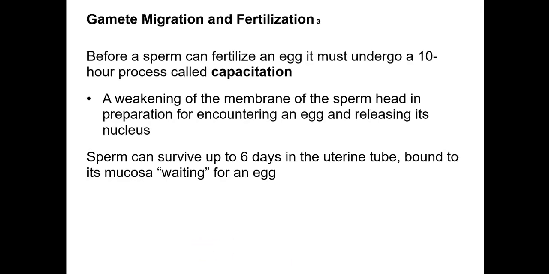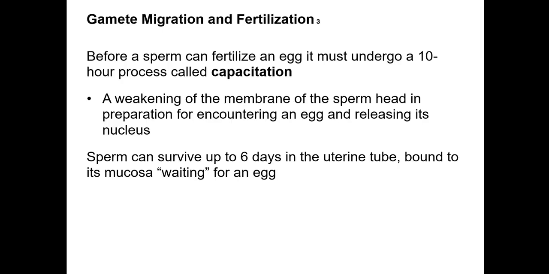Now, before a sperm can actually get to a secondary oocyte and fertilize it, it has to go through a 10-hour process called capacitation. And this is where the membrane of the sperm head has to become weak in order for the nucleus to be able to be released from that sperm cell once it encounters that egg cell, so that the DNA can combine and end up creating a zygote.